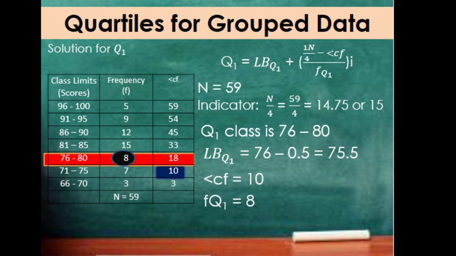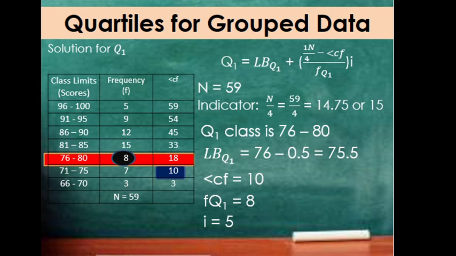And last is the interval. So, interval is equal to 5. Paano ba kukunin ang interval? Pwedeng bilangin lang. Tingnan lang natin yung interval nung lower limit to upper limit. So, ito ay 96 to 100. Bilangin nyo lang: 96, 97, 98, 99, 100. So, that is equal to 5.